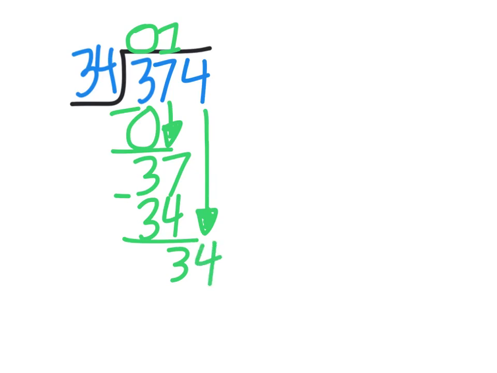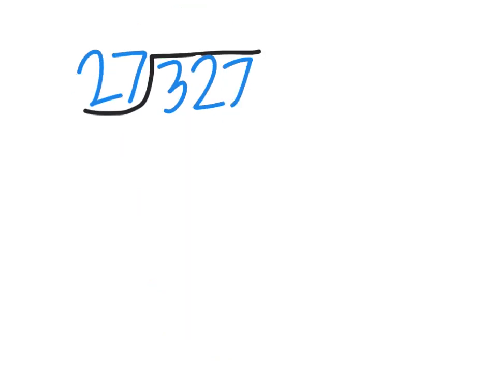We get 34. 34 goes into 34 one time. So we get a whole number result of 1. And then from there, we do 1 times 34, which is 34. 34 minus 34 is 0, which means that our answer of 374 over 34 is 11. So here in our second example, we have 327 divided by 27.